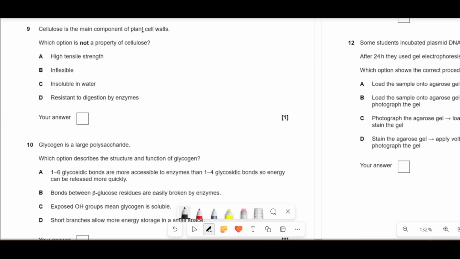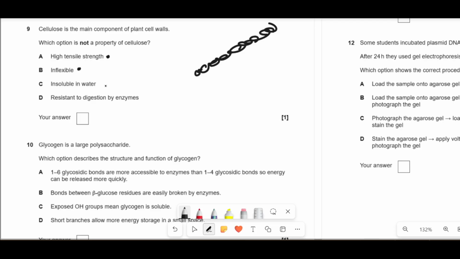Now it says cellulose is the main component of plant cell walls. Which is not a property? Remember that cellulose forms long fibers, and they're very good at being rigid and hard. Imagine you've got a rigid rod and think what's going on. High tensile strength means you can pull on this and it won't break apart. That is true, they do have that, so that's fine. Inflexible is also true because it's rigid. It can't bend, so that's all right.